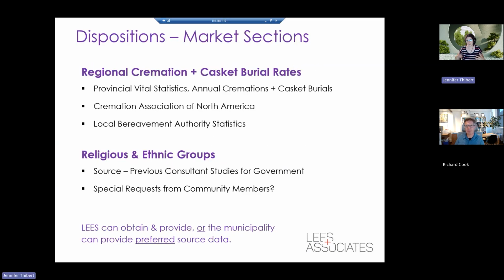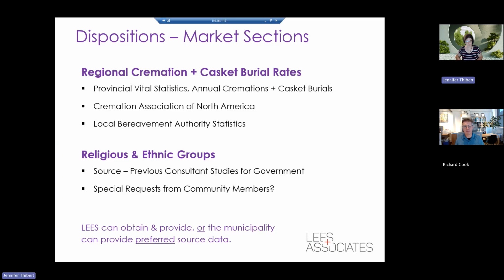So once you know the number of people who are dying, what we need to know in the community is how many of those people are choosing cremation versus casket burial. Those are the 2 primary forms of disposition that residents tend to choose. And that information, that breakdown, is available very often through the provincial vital statistics data, through organizations like the Cremation Association of North America, and sometimes even local bereavement authority statistics are available for analysis as well.